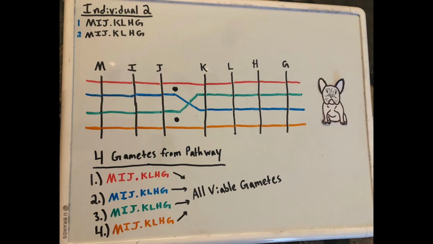Listing our example for individual 2, we can draw each pathway with the colors red, blue, green, and orange. The pathways of the colors blue and green represent the two crossover points between J and K. The resulting chromatids from each pathway are all viable because they contain all respective loci in the centromere.